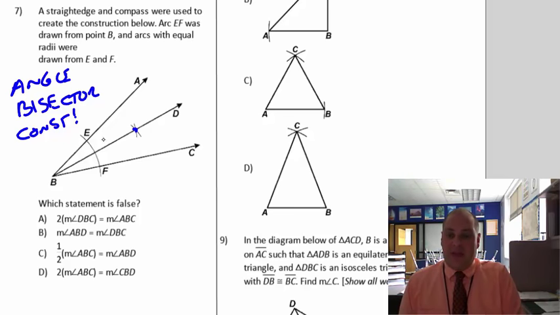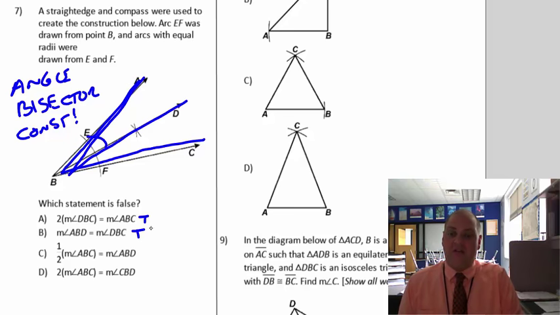How about angle ABD? ABD, that's this angle right here. Does that equal DBC? Are these angles equal? Of course they are, because it's an angle bisector. It cuts the big angle into 2 equal angles. So this is the definition of an angle bisector. So therefore, that is not false. That is true. Half of ABC is ABD. Yes, it is. That is half of the big one. So that's also true. So this must be my false one.